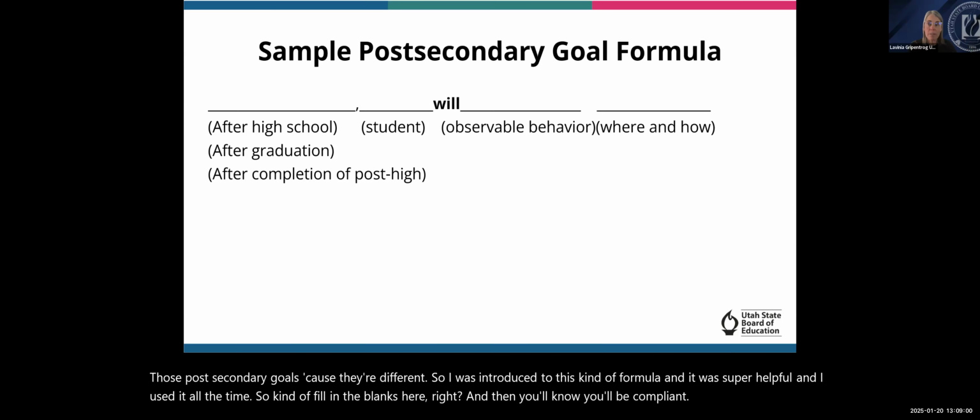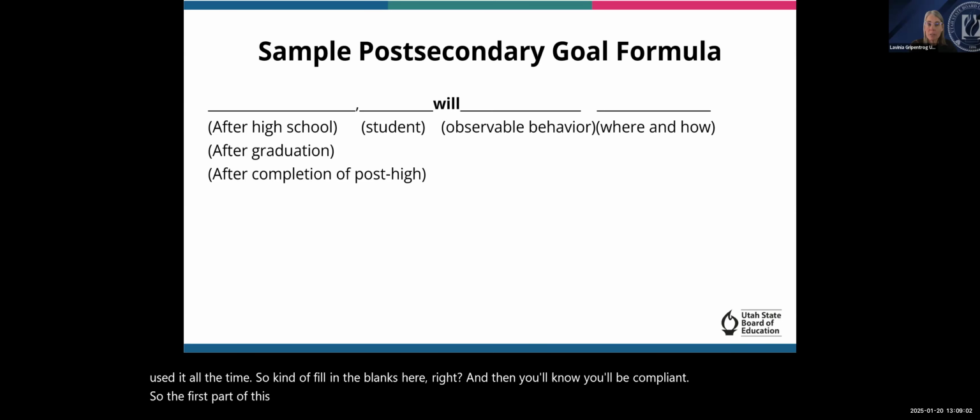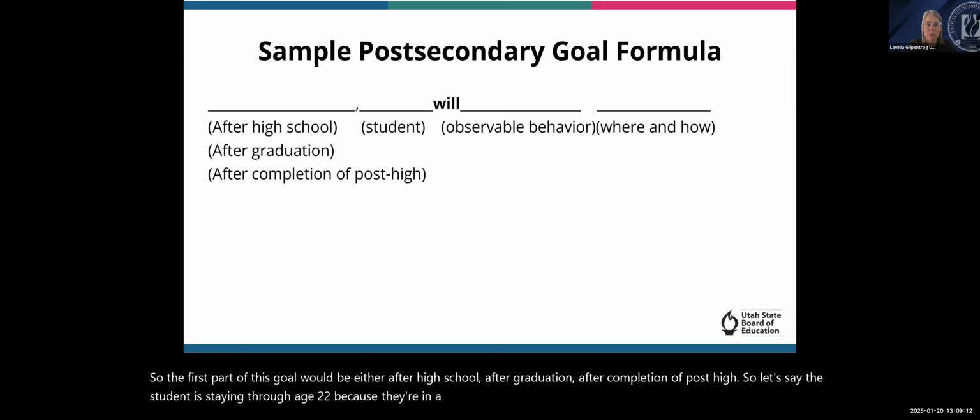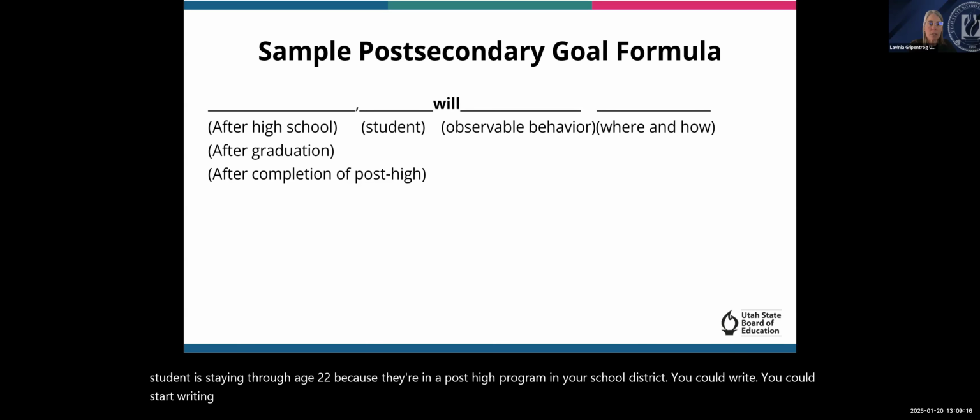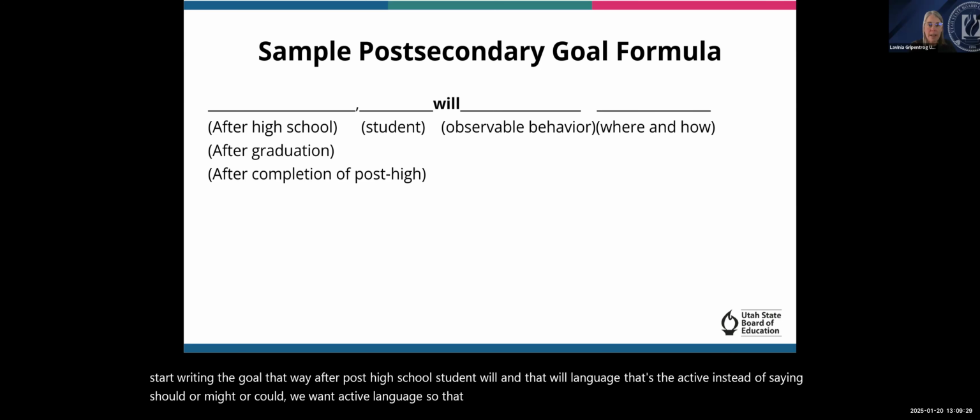So the first part of this goal would be either after high school, after graduation, or after completion of post-high. So let's say the student is staying through age 22 because they're in a post-high program in your school district. You could start writing the goal that way. After post-high school, student will, and that "will" language, that's the active. Instead of saying should or might or could, we want active language. So that word "will" works for that.